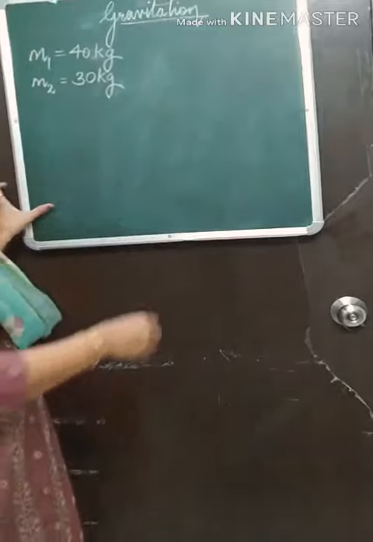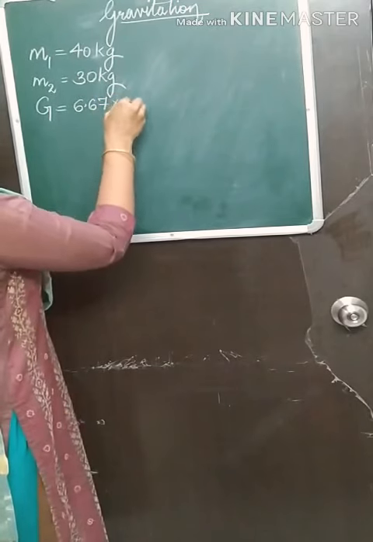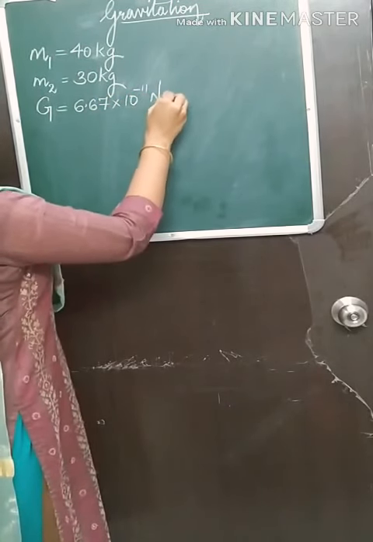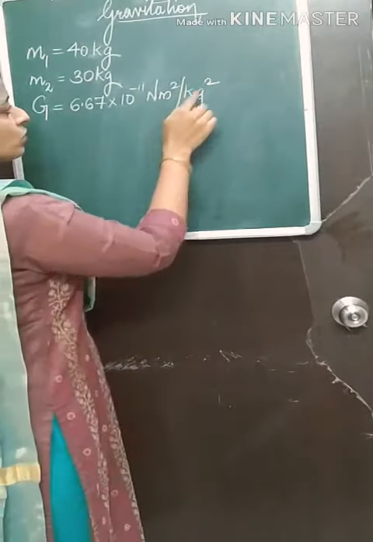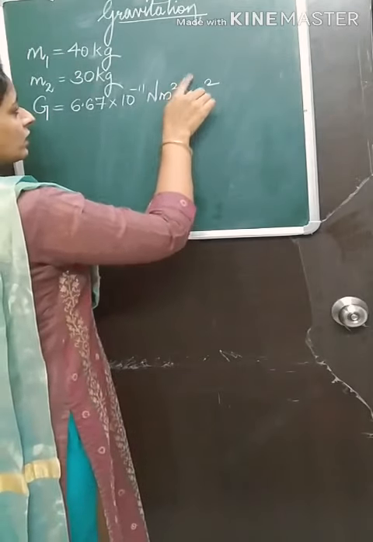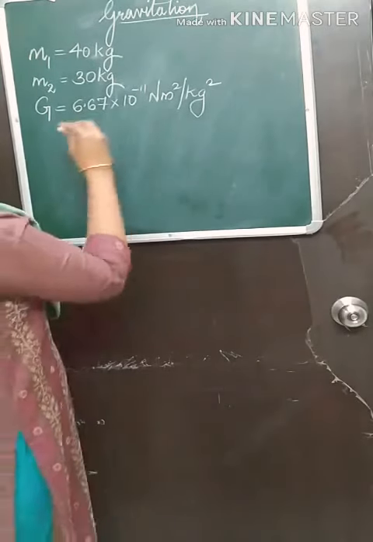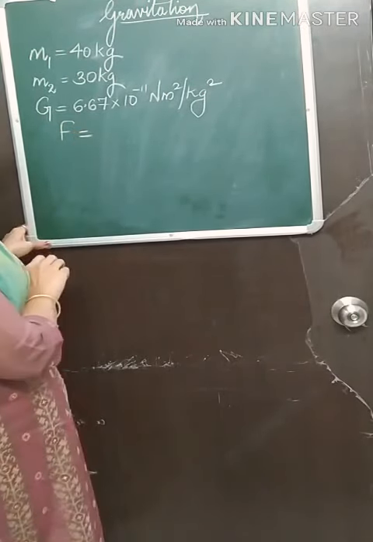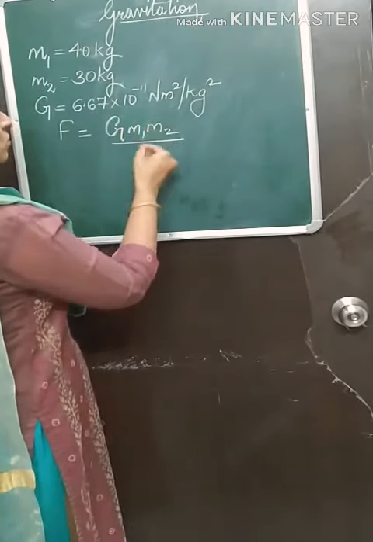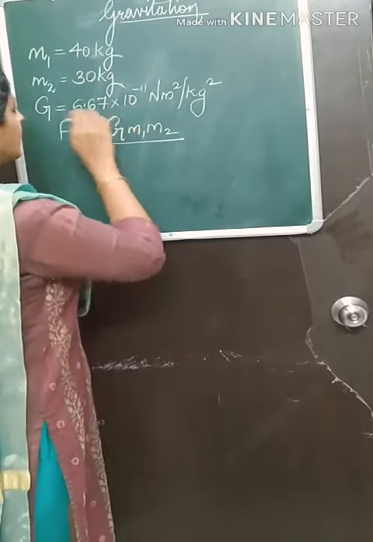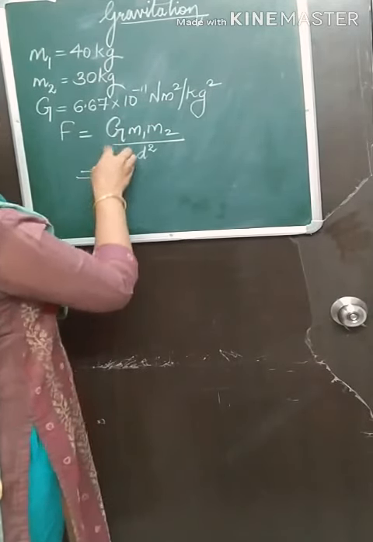Okay, then we know the value of G will be 6.67 into 10 raised to minus 11 Newton meter square per kilogram square. Here I am putting this per kilogram square. If you don't want to put that, then you can avoid that and put a minus 2. Fine. So which formula are you going to use? F is equal to G m1 m2 upon d square. Now here we'll take the distance between the two, that is d square. Fine. So let us substitute the values one by one.